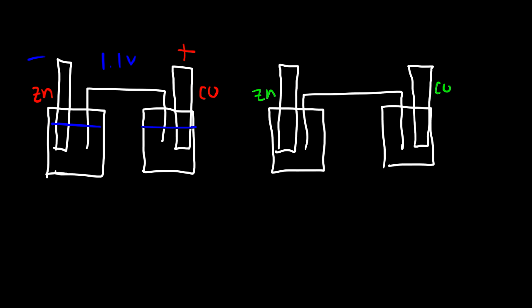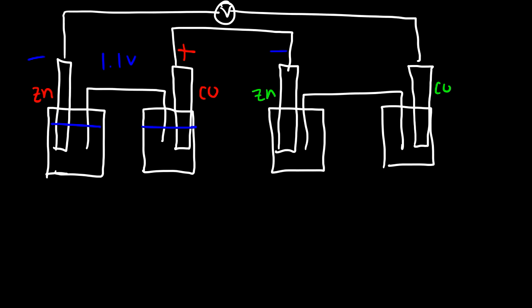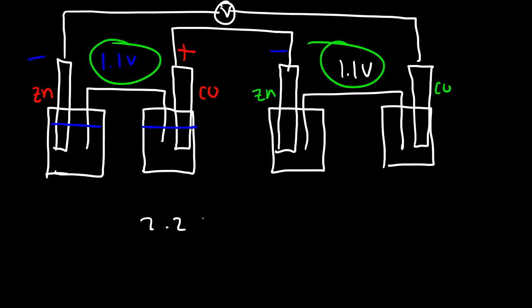So what we need to do is connect the negative terminal of the second battery to the positive terminal of the first battery. And so let's say we connect the voltmeter across these 2 points. Now it's no longer going to read 1.1 volts, but rather it's going to read the sum of these 2 values. So it's going to read 2.2 volts.